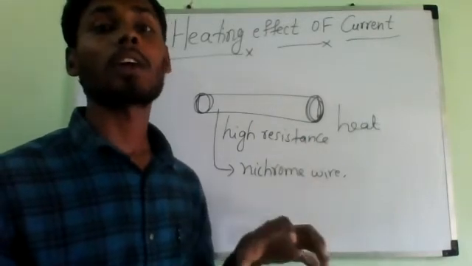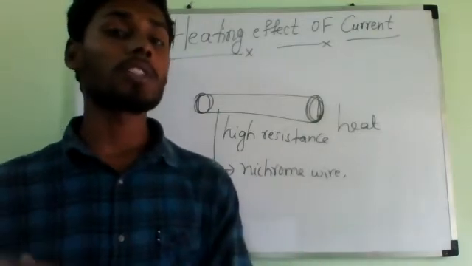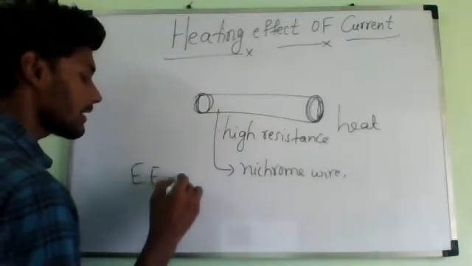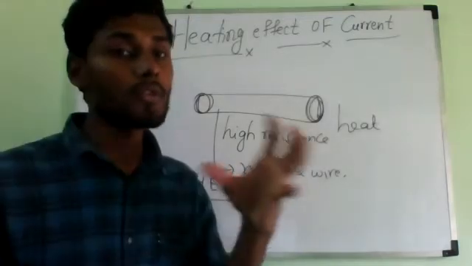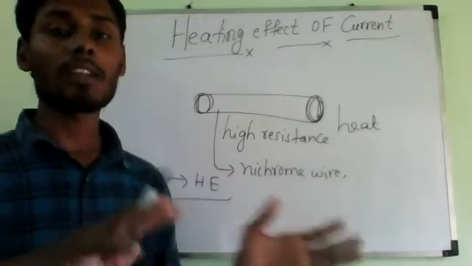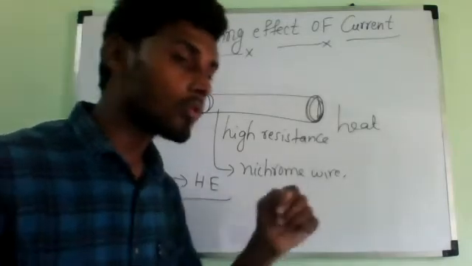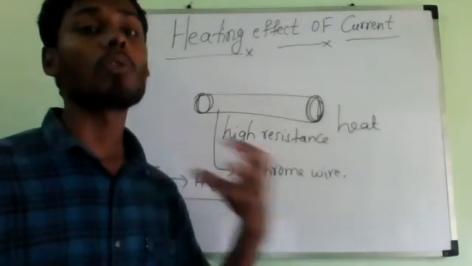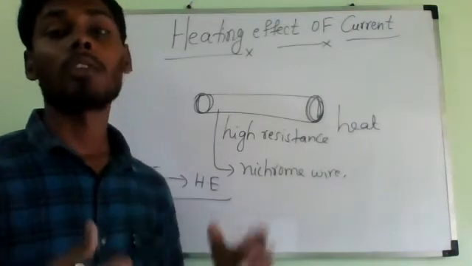The heating effect of current is obtained by the transformation of which energy into which energy? From electrical energy to heat energy. Remember, the transformation of electrical energy into heat energy gives you the heat effect. Just like mechanical energy is used to overcome friction. Suppose if you want to move a bike, you have to apply some more mechanical energy to overcome the friction, which is converted into heat. Understand?